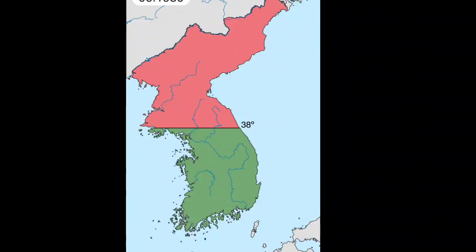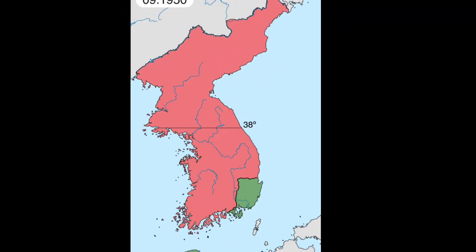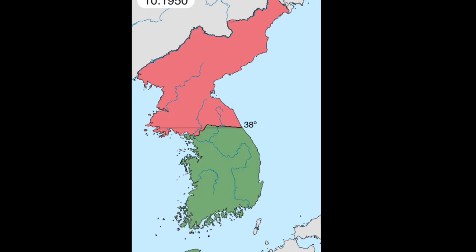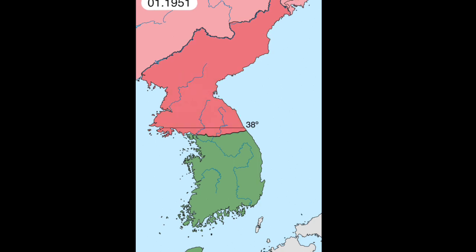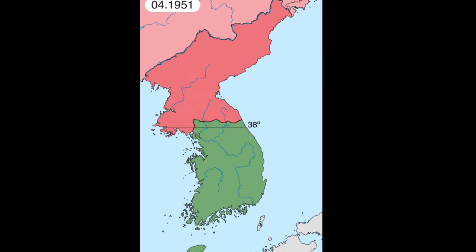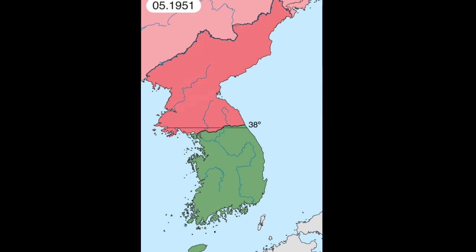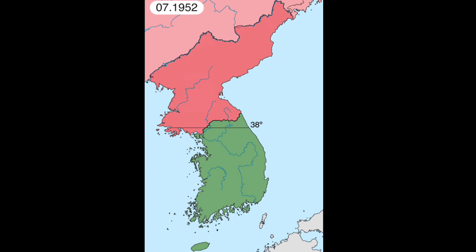The Korean War was a major conflict that took place on the Korean Peninsula from 1950 to 1953. It was fought between North Korea, supported by China and the Soviet Union, and South Korea, backed by the United States and a coalition of United Nations forces. The war had significant political, military, and humanitarian consequences for the Korean Peninsula and the wider Cold War dynamics.